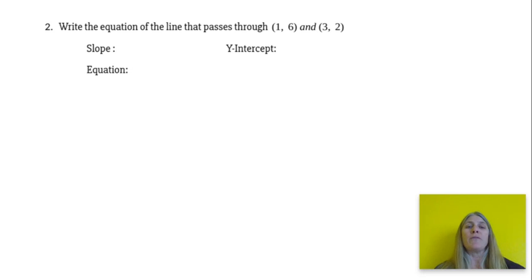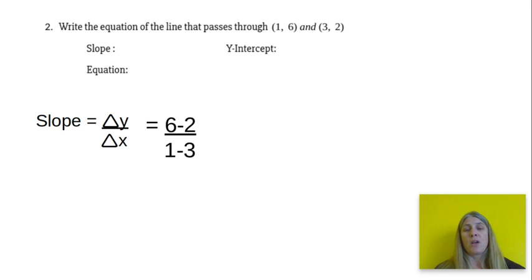Problem number 2, you're looking for the equation of a line that passes through 2 points. First, we're going to find our slope. We know our slope is the change in y's, so we subtract our y's for our numerator, divided by the change in x's. So we have 6 minus 2 divided by 1 minus 3, which is 4 divided by negative 2. This gives us a slope of negative 2. That's going to be 1 point.